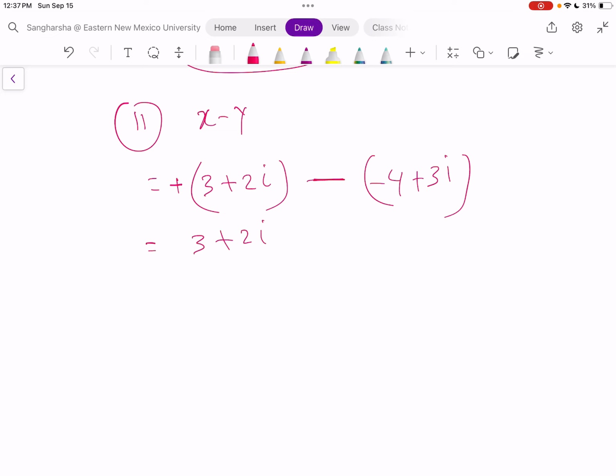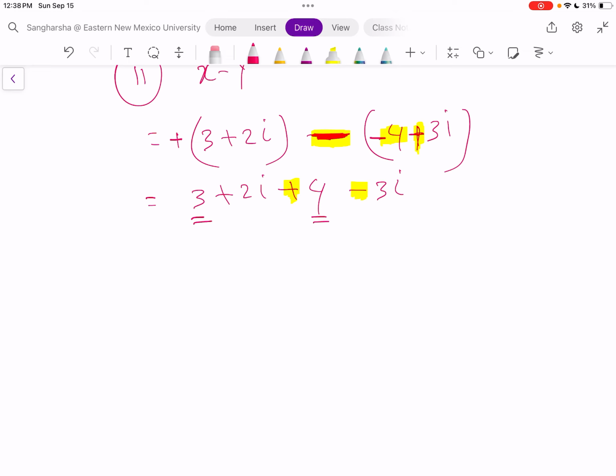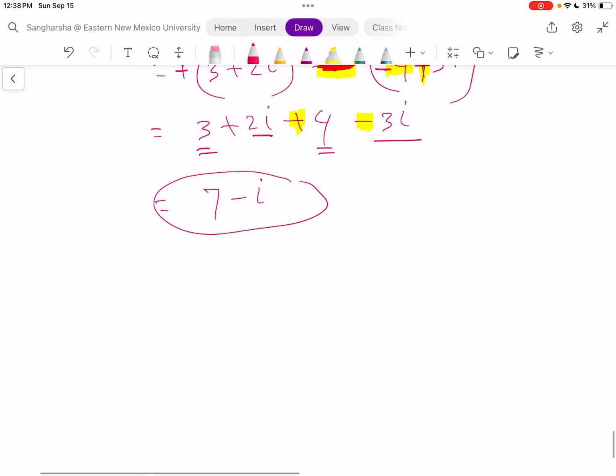We have 3 plus 2i. Now here we have a negative in front of this parenthesis, so you need to distribute this negative to each expression inside the parenthesis. So negative times negative 4 is positive 4, negative times positive 3i is negative 3i. Whenever you have a negative in front of a parenthesis, you flip the sign of the terms inside the parenthesis. We had negative 4, so we make it positive 4. We had positive 3i, so we make it negative 3i. Now we look for the like terms. 3 and positive 4 are the like terms, 2i and negative 3i are the like terms. So 3 plus 4 is 7, 2i minus 3i is minus i. So this is the difference of two complex numbers.